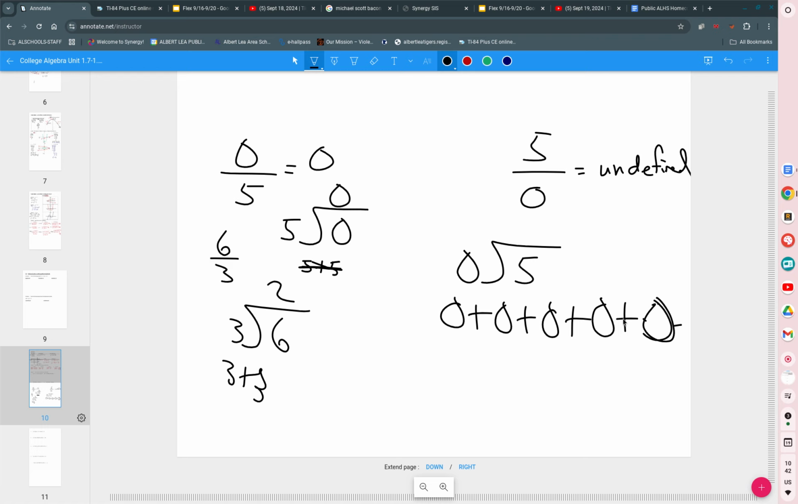This is a key point that's going to come up in this class all the time, as well as your next class, which is called calculus. If 0's in the denominator, it's undefined. If 0's in the top, it's 0. You must lock that in. It comes up all the time.